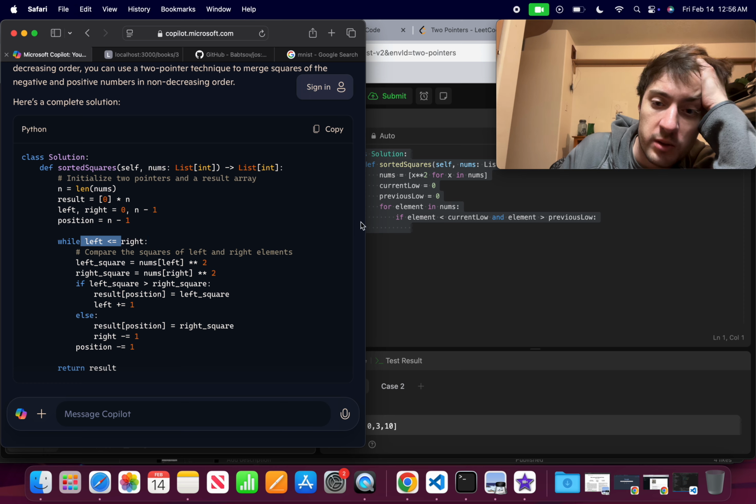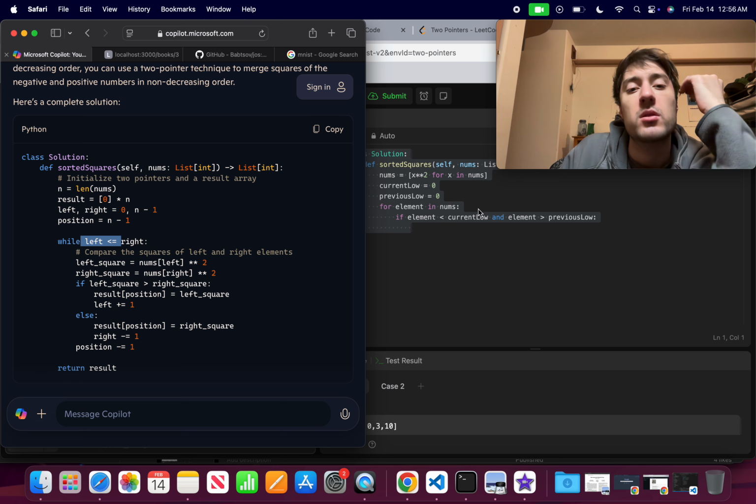left and right. I mean, that's not really what I was trying to do. I was doing a much more complicated way of things.